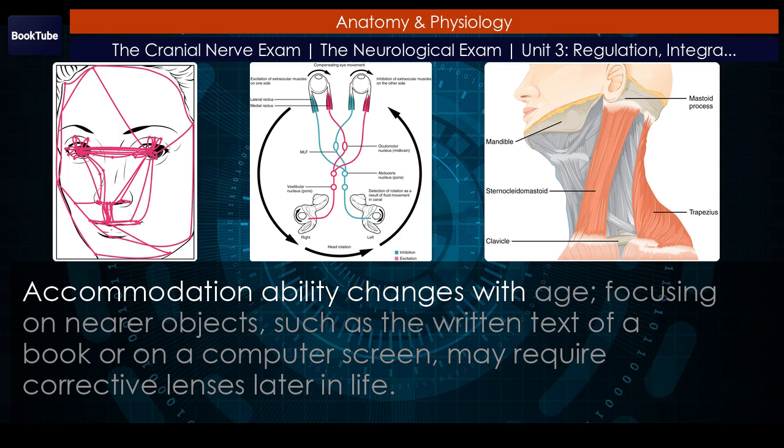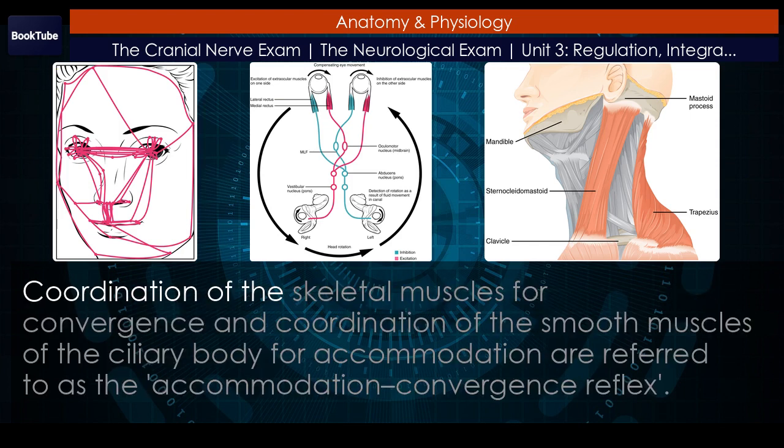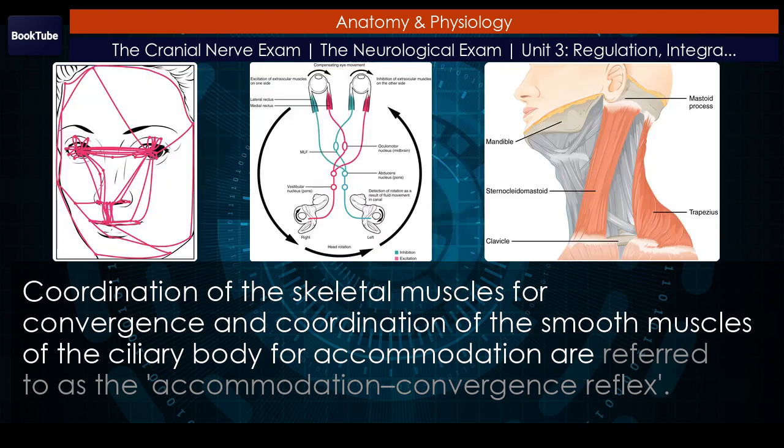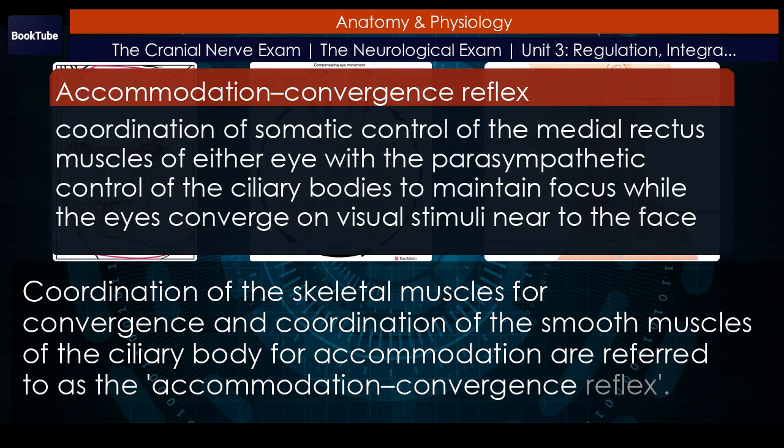Accommodation ability changes with age. Focusing on nearer objects, such as the written text of a book or on a computer screen, may require corrective lenses later in life. Coordination of the skeletal muscles for convergence and coordination of the smooth muscles of the ciliary body for accommodation are referred to as the accommodation convergence reflex.